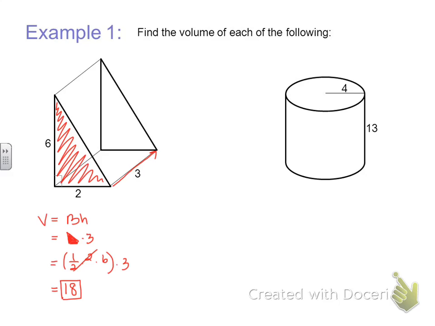Okay, let's look at the other shape. What's your base shape for the cylinder? It's a circle, right? So what you're going to do is find the area of the circle, and then you're going to multiply that by the height, or the distance between the two circles.